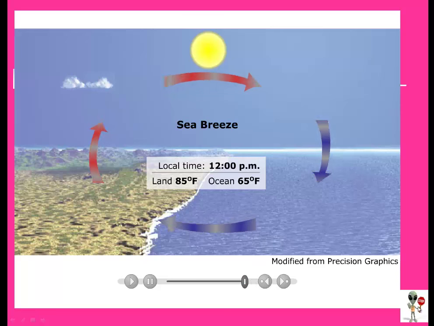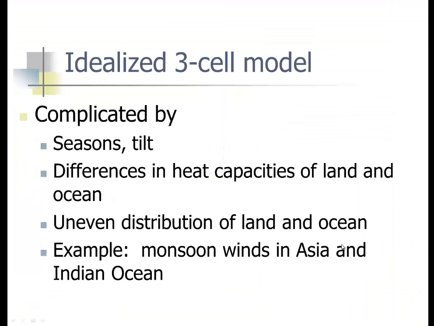So you guys should actually know about land and sea breezes. You should know why we don't have a perfect three-cell model with the Hadley, the Ferrel, and the polar cells: because of the tilt of the earth, which gives us seasons, because land and water heat differently, and because we have a land hemisphere, the northern hemisphere, which is still mostly water but has a lot more land than the ocean hemisphere, the southern hemisphere. And we have monsoons, where the wind direction actually changes.